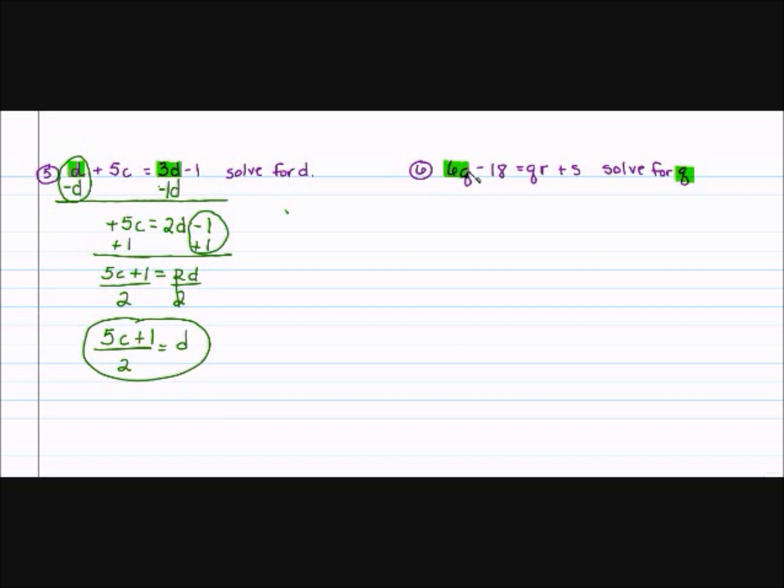So I have a 6q and a qr. I need to get everything on one side. That means I need to do 2 moves here. You can move the 6q over to the other side or the qr over to the other side. It doesn't really matter. Before I move any q's, I'm going to move the 18 over to the other side. So I need to do the opposite. The opposite of negative 18 is positive 18.